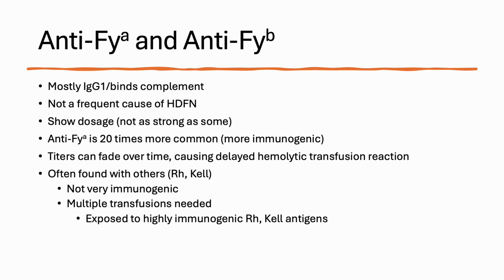Anti-Duffy A and anti-Duffy B tend to show dosage, meaning they react more strongly when a person has 2 copies of that target antigen, meaning they're homozygous. However, they may not react as strongly as some of those other systems like Kidd.